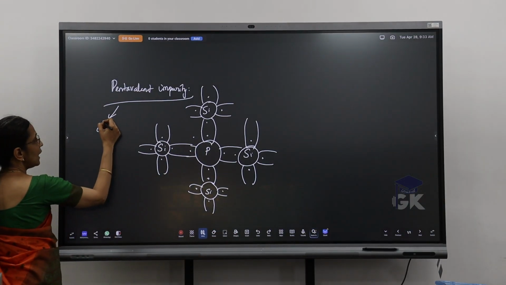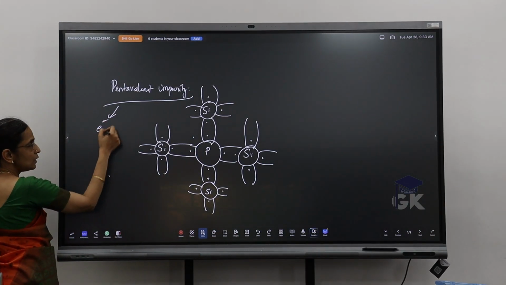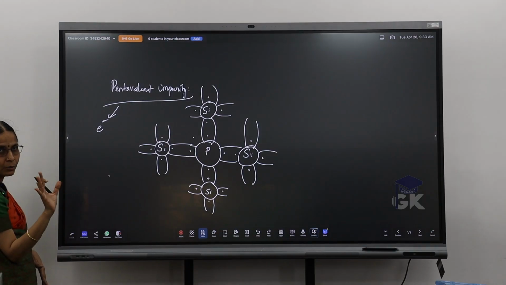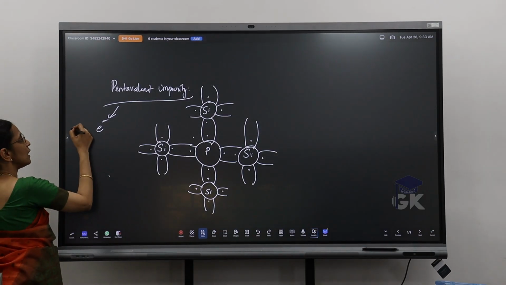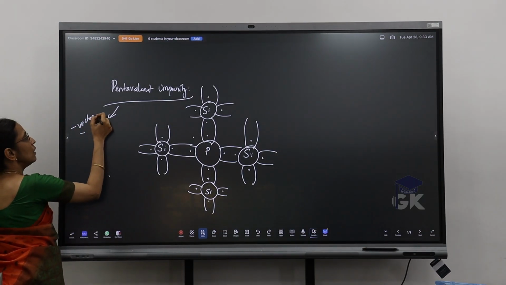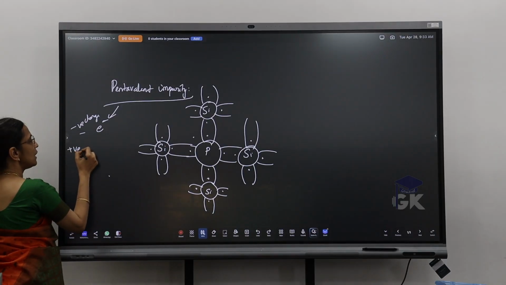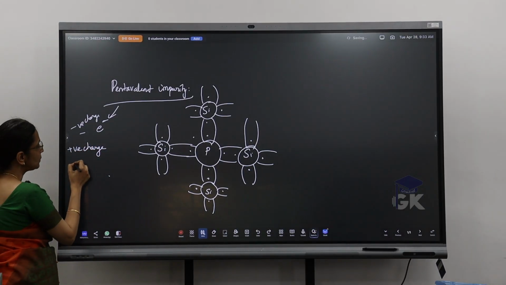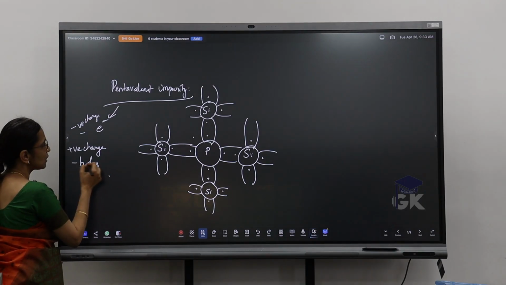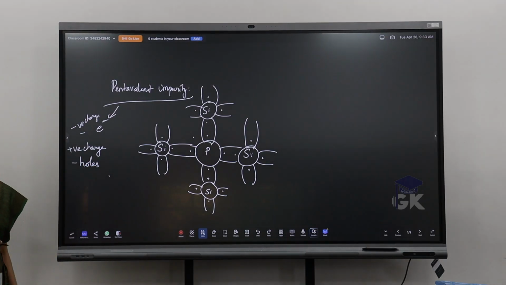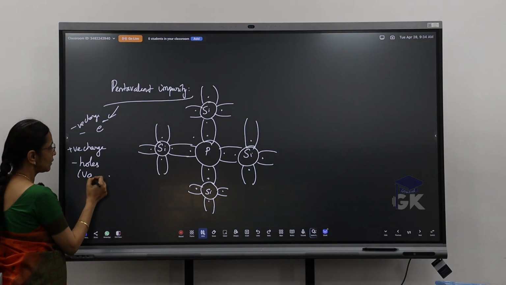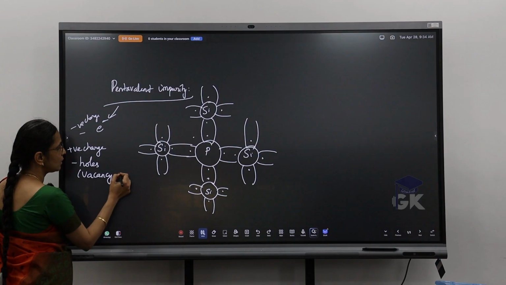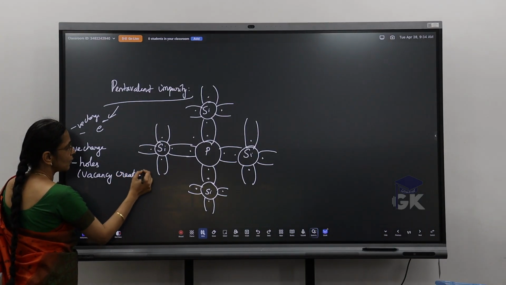So if I say electrons are more, this is the negative charge. All of us know electrons means it's going to be the negative charge. So if negative charges are there, there should be something called the positive charge. What are those positive charges? The positive charges are nothing but my holes. Holes are not physical. It is nothing but a vacancy created by your electron.